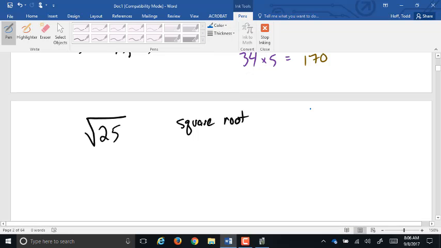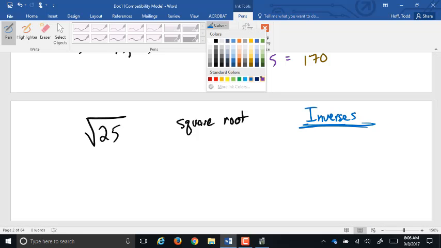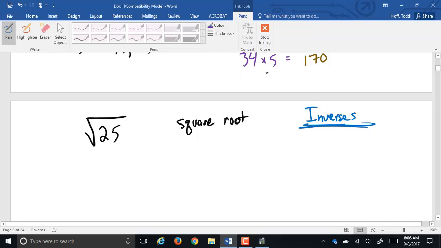Well, we talked about inverses before. Inverses are operations that come in pairs that reverse each other. They cancel each other out. Like we talked about addition and subtraction. If I just pick a random number, I'm going to pick 13. And I'm going to add another number to it. Let's just pick 4. What is 13 plus 4?